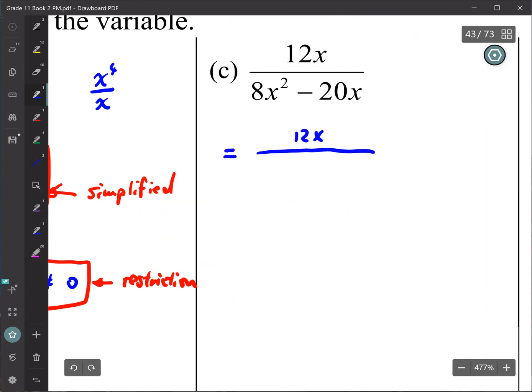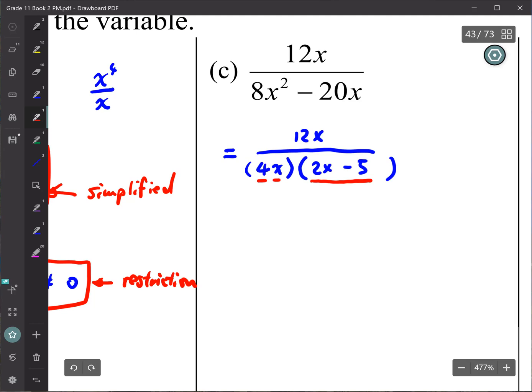Okay, how do we factor the denominator? Wayden, what do we do to factor the denominator? You find what you can divide from both. Okay, so what would that be? 4x. Okay, so we call the 4x the GCF, right? Then can you tell us what's left? You have 2x minus 5. Yes, very good.